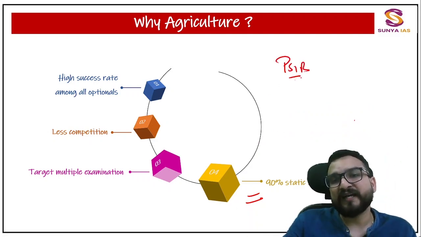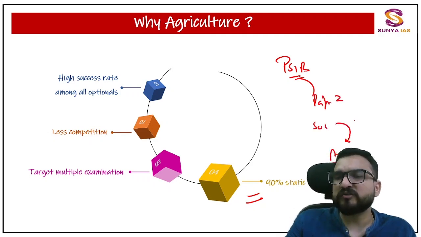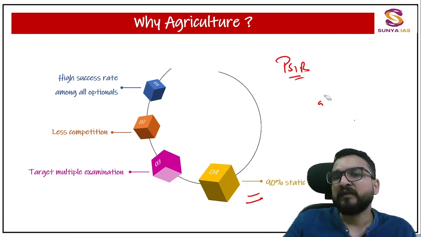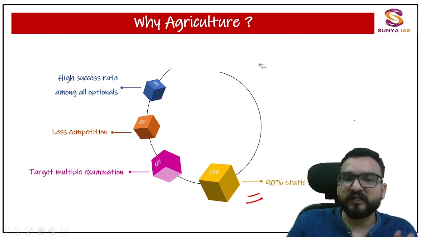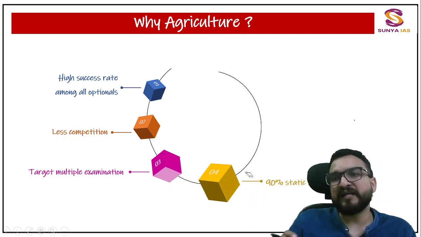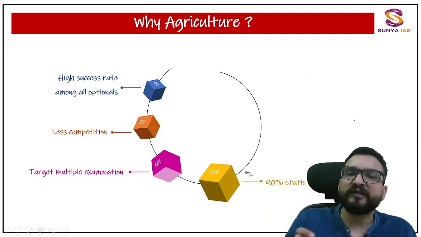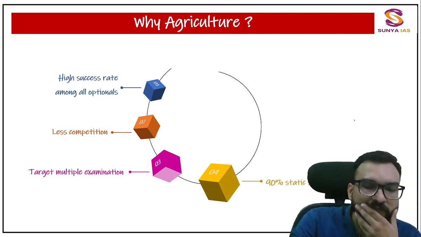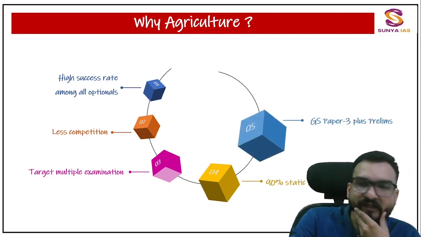Whereas in PSIR, complete paper 2 is dynamic. Anthro is also a static subject, but again paper 2 कहीं न कहीं dynamic रहता है. Whereas over here you will not see many questions. Maximum 2 to 3 questions will be current oriented in your examination. ठीक है? Alright guys, let's move forward.